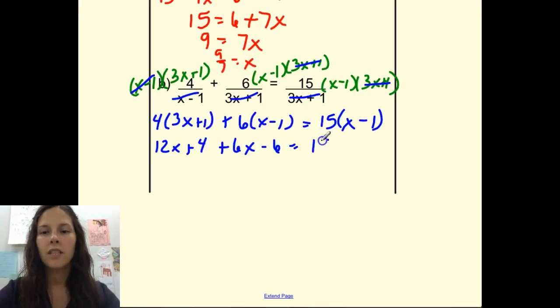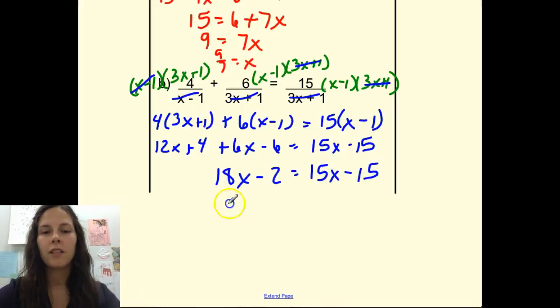and distributing 15 on the right-hand side. On the left-hand side, we have like terms, so I'll combine my 12x and 6x, as well as my 4 and negative 6. Getting my x's together, I'm going to subtract 15x from both sides. Don't lose the negative sign.